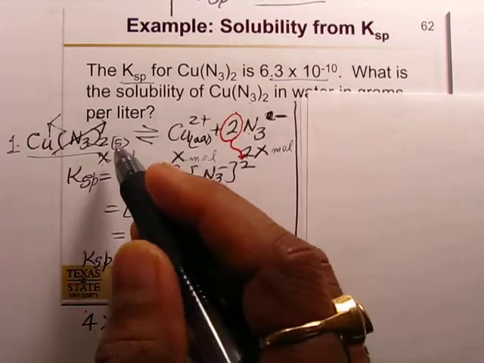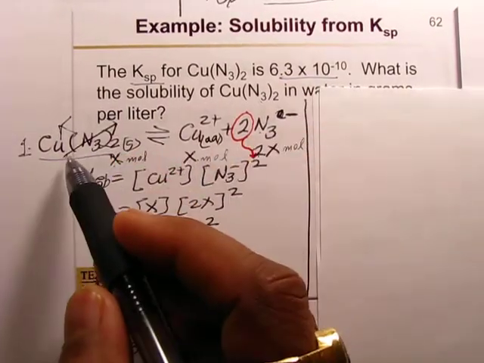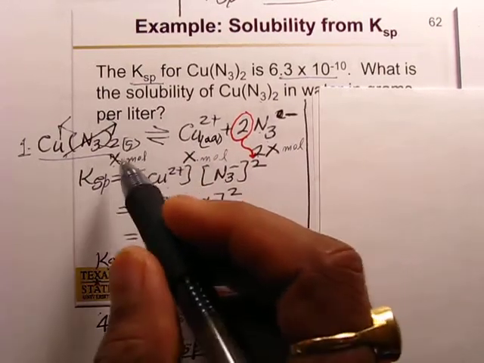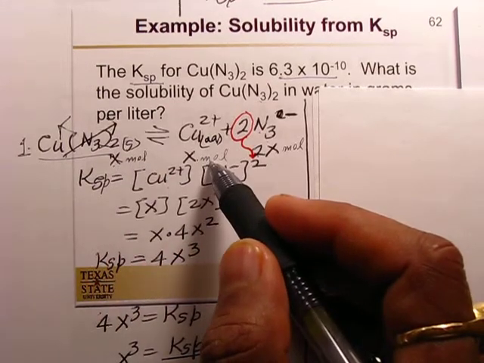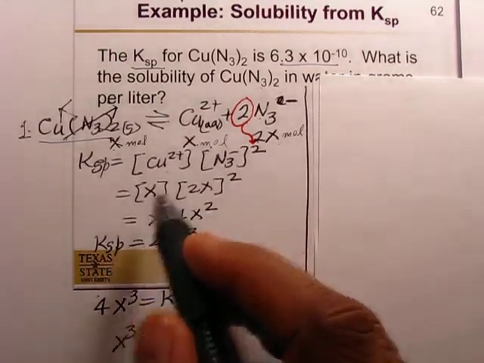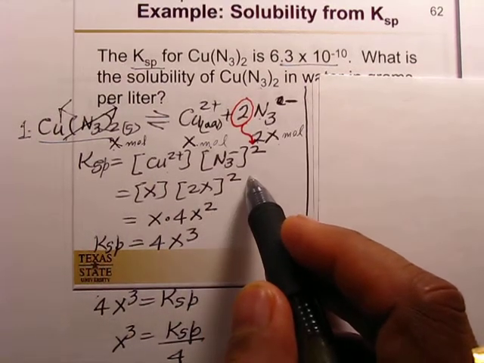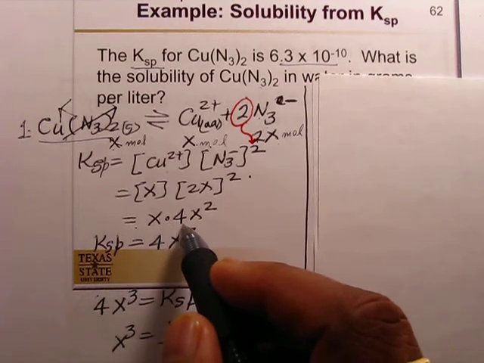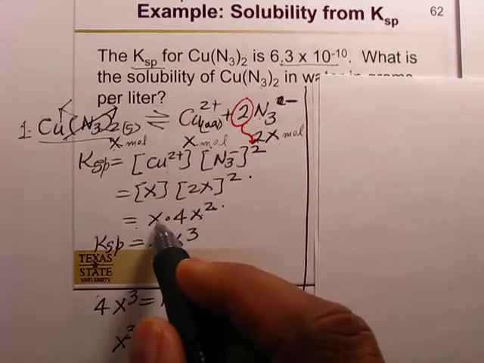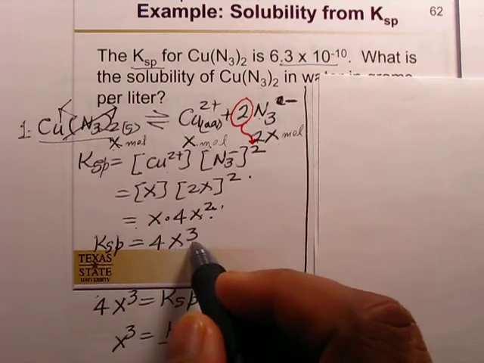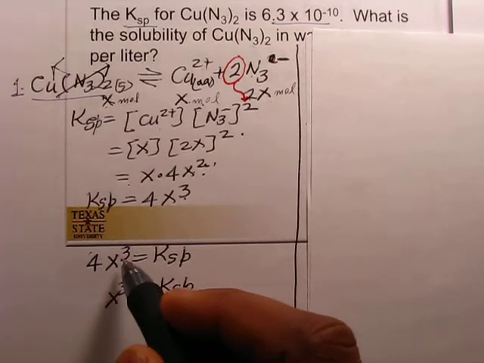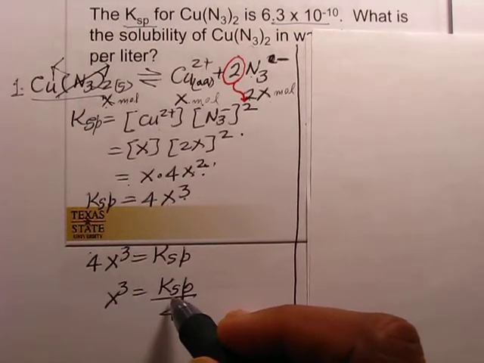We will write the Ksp expression first, and the molar ratio, if you see, is 1 mole to 1 mole to 2 moles, right? So we can suppose that if we have x moles of copper, we get double x moles of nitride ion. So Ksp for this copper nitride will be x times 2x raised to the power 2. Once you open this parenthesis it becomes 4x raised to the power 2, and x multiplied by x² becomes x³. So from here we can calculate the x value: 4x³ equals Ksp, and x³ will be Ksp over 4.